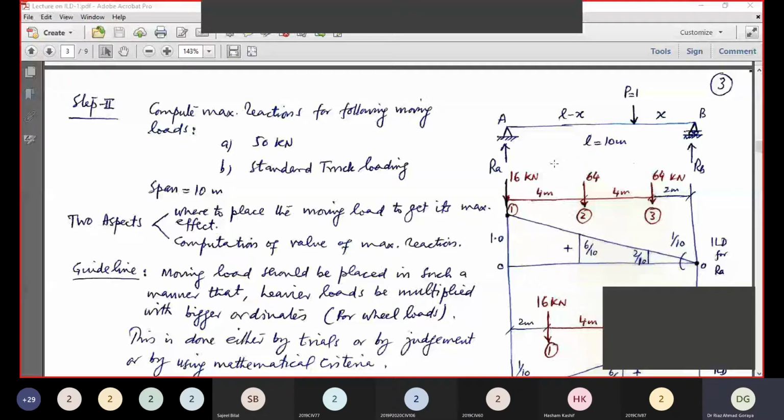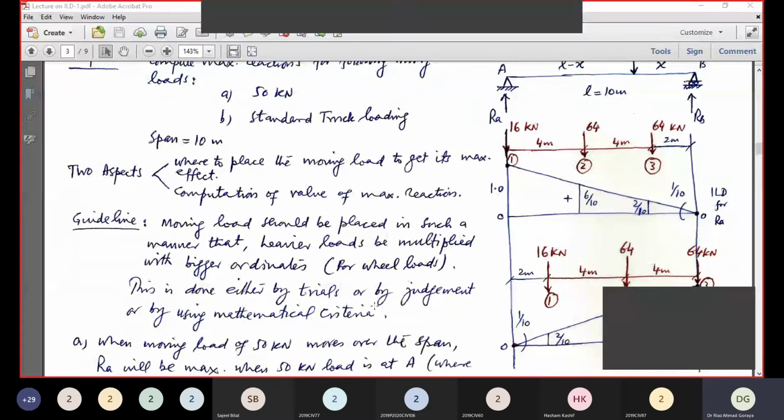अब अगर ये जो ऑर्डिनेट है, जो हाई, ये मैक्सिमम ऑर्डिनेट इसका 1 है, इसके साथ अगर स्मॉलर लोड मल्टीप्लाई होगा तो वो आपको मैक्सिमम वैल्यू कभी नहीं देगा. लिहाजा जो आपके हैवियर लोड्स हैं, that should be multiplied with the bigger ordinate. That we will see in trials. So this is done either by trials or by judgment or by the combination of both trials and judgment, and that is the most effective. Or lastly, by using the mathematical criteria.